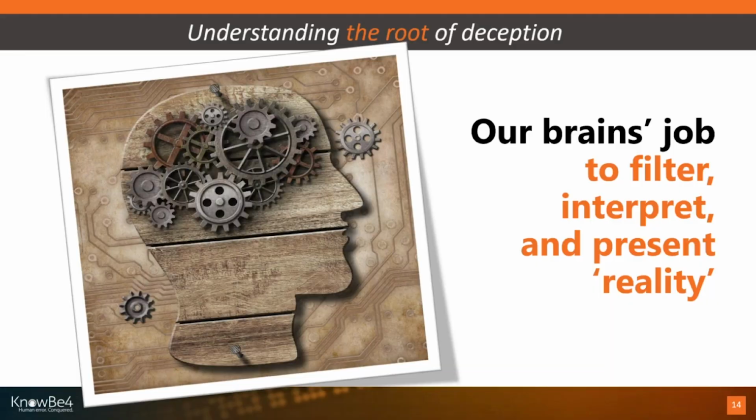It's important to understand the root of this deception. And it comes down to our brains. Our brain's job is to filter, interpret, and present reality. Now, this may be a hard thing to swallow because we think what we know is absolute and reality. It's very difficult for us to understand that what we think may not be what's real. There's been a couple of really cool things that have happened in the last couple of years that have broken that wide open for the masses and made us think about how our brain filters, interprets, and presents reality.